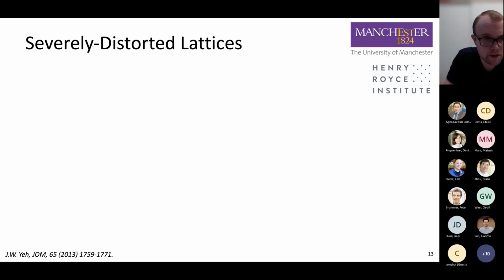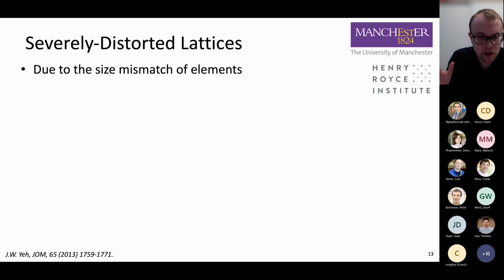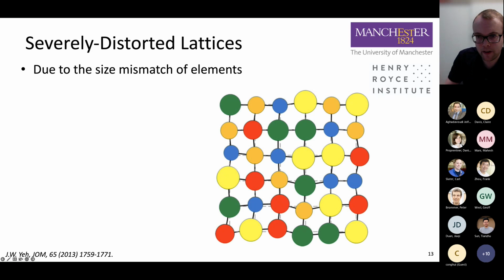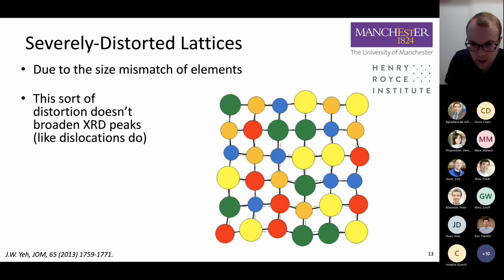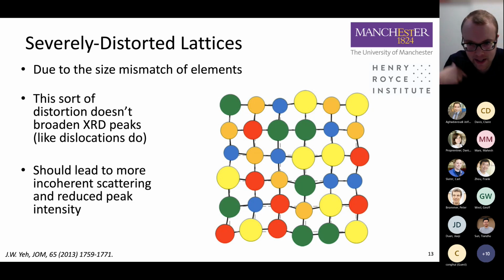So that's entropy stabilization, let's move on to the severely distorted lattices. The idea here is that due to the size mismatch of elements, and this is exaggerated here obviously, we have a lattice that looks like this. So it's a locally distorted lattice because of the change in atomic environment. Now, this sort of distortion doesn't broaden X-ray diffraction peaks like dislocations do. Instead, it essentially increases the amount of incoherent scattering and damping associated with that, and it reduces the peak intensity, a bit like temperature does, really.